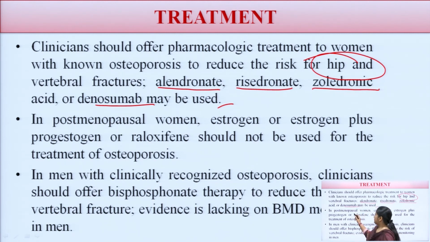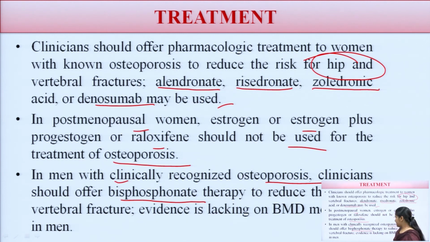Now, in postmenopausal women, estrogen or estrogen plus progesterone or raloxifene should not be used for the treatment of osteoporosis. In men with clinically recognized osteoporosis, clinicians should offer bisphosphonate therapy to reduce the risk of vertebral fractures. Evidence is lacking on BMD monitoring in men. So, these are the kinds of drugs used during the treatment of osteoporosis in men as well as in women.